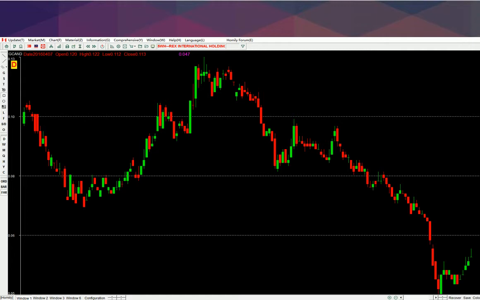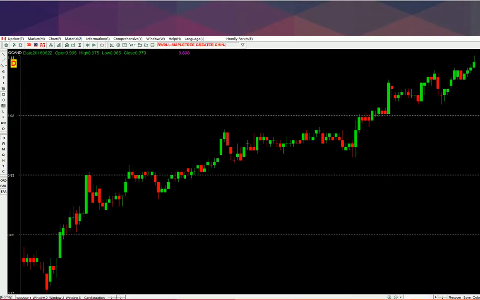Then we can see this one. One, two, three, four, five red candlesticks, only two green candlesticks. What does that mean? The trend is down, right? So you cannot buy a stock like this. You can see the price still goes down, okay? So this is the candlestick. Then we can see the next one.